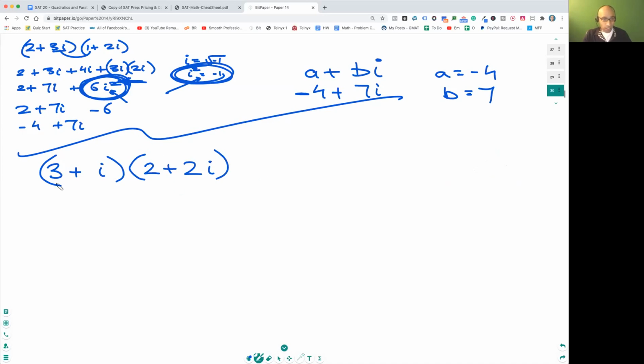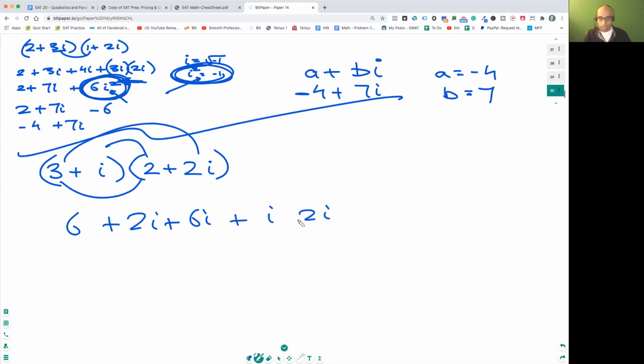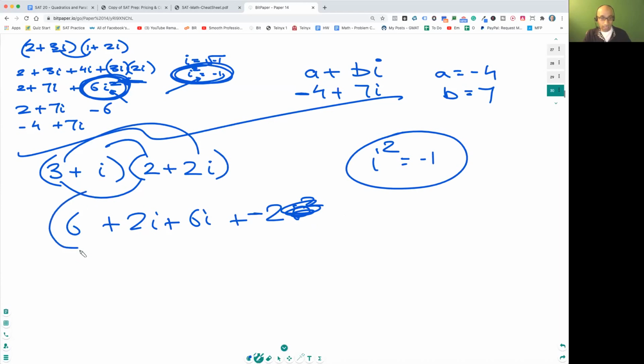So how do you do this? This times this, which is 6, then 3 times 2i is 6i, and then i times 2i. You're going to remember what Ash told me: i times 2i is 2i squared. Don't leave it like this. Remember, i squared is -1. So you remove this i squared, just put a -1 in front of it, so it becomes -2. So 6, and then you don't forget to group it. 6 minus 2 is 4, and 2i plus 2i is 8i.